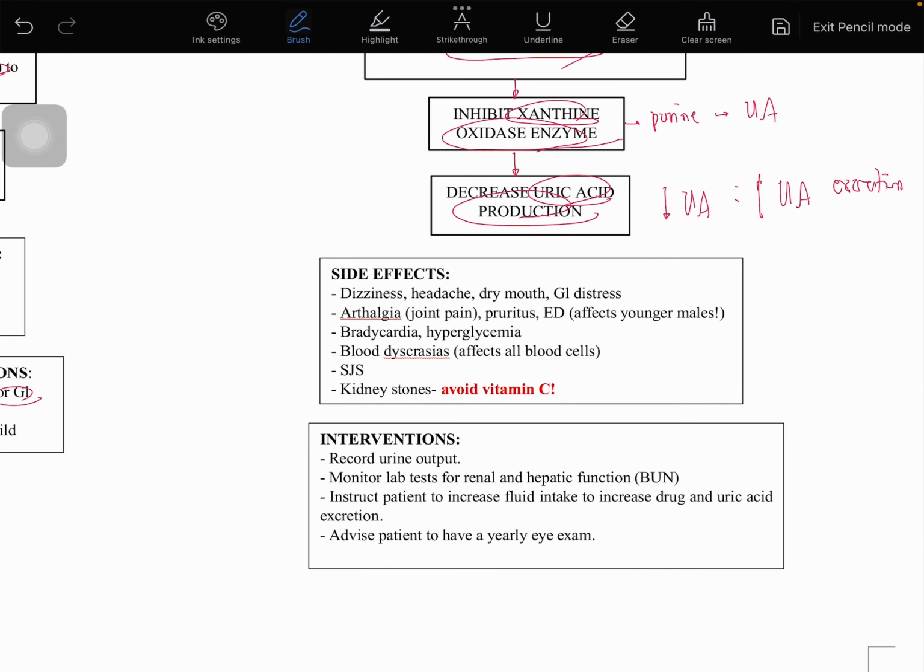Ngayon, we have here yung iba't ibang side effects natin. We have here your dizziness, of course, your headache, dry mouth, and of course, ito very common, your GI distress. And aside from that one, also your arthralgia or your joint pain. Sir, bakit? Sabi natin kanina, ginagamit natin yan to decrease or to alleviate your gouty symptoms. Bakit possible magkaroon ka ng arthralgia?